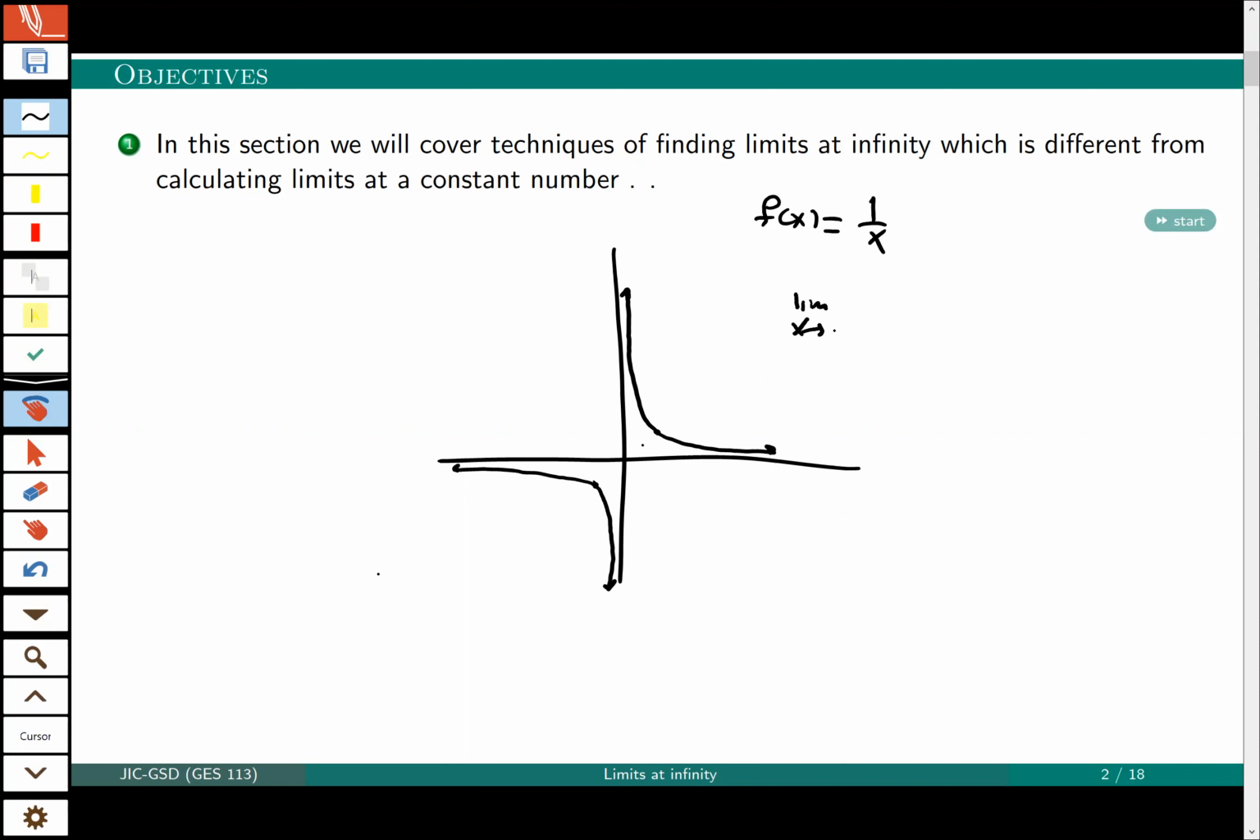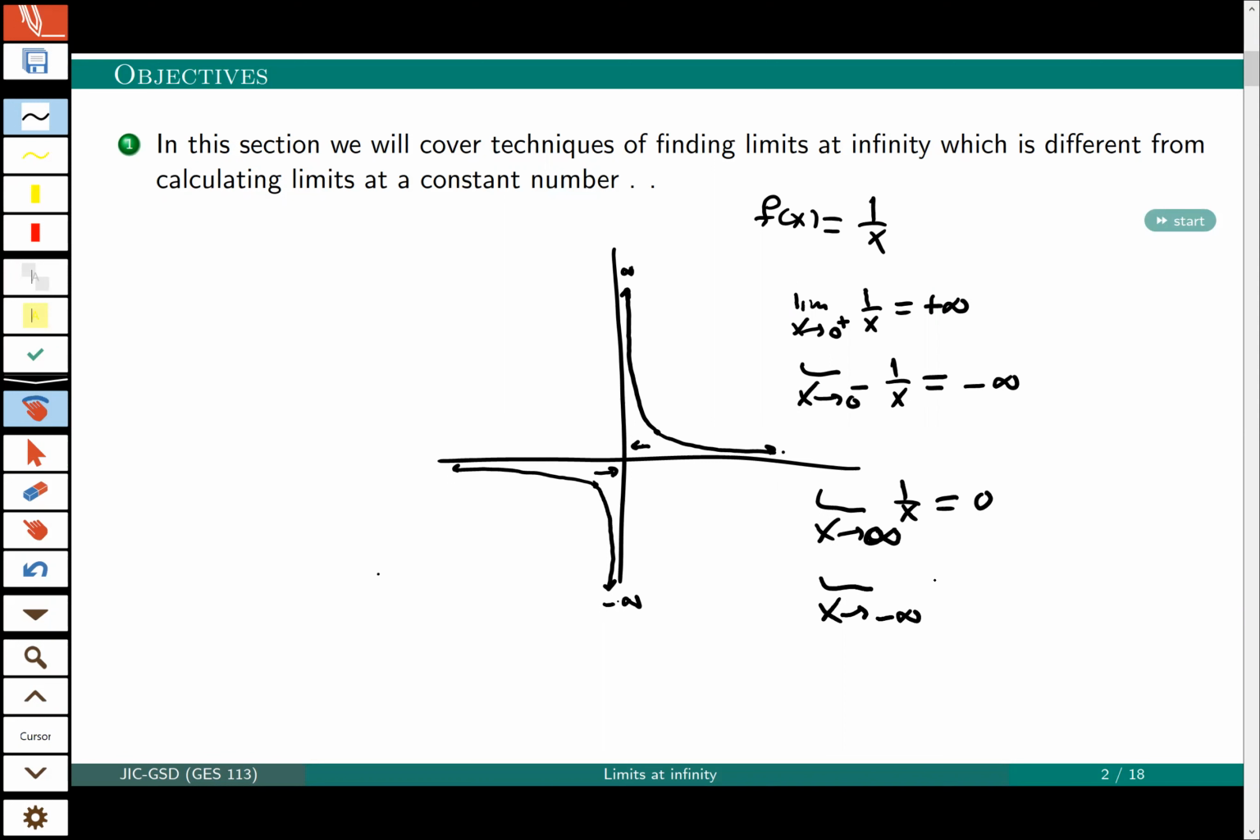Limit when x goes to 0 from the right of 1 over x will be plus infinity. That is, when I go to 0 from the right, it will be plus infinity. Limit when x goes to 0 from the left of 1 over x: if I go to 0 from the left, I will be at minus infinity. And when I go to plus infinity, 1 over x will shrink to 0. The height is going closer to 0, which is the x-axis. Similarly, when x goes to minus infinity, 1 over x will go to 0.